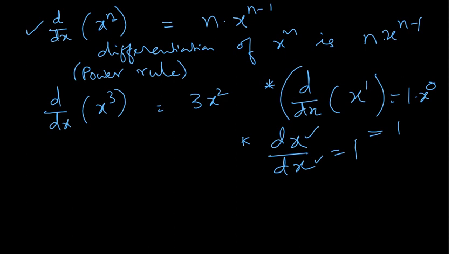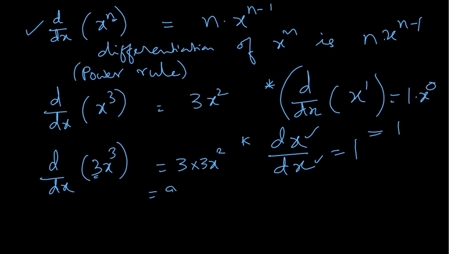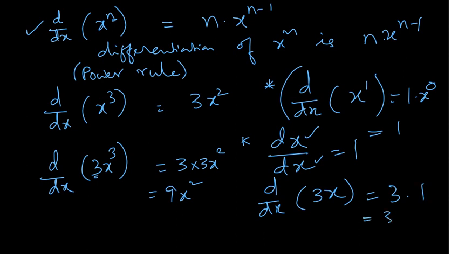So differentiation of 3x cube. In such a case, this 3 is only like a security guard for this fellow. So you just keep the 3 like that only. For this you write 3x squared. So the answer is 9x squared. Same thing, d by dx of 3x: 3 will be like that only. For that x, the differentiation is 1, so the answer is 3. Any questions on this?